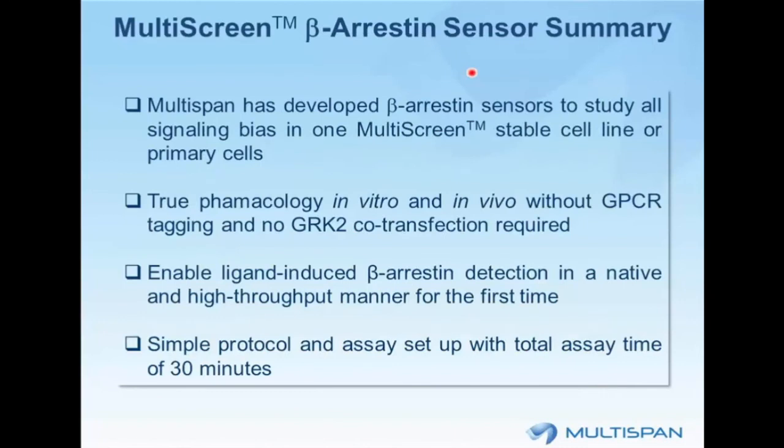So summary, basically, we have developed beta-arrestin sensors to study all signaling bias in one multi-screen stable cell line or in primary cells. It's a true pharmacology in vitro and in vivo without GPCR tagging. No GRK-TOE transfection is necessary. It enables ligand-induced beta-arrestin detection in a native and high-throughput manner. Simple protocol and assay setup with a total assay time of 30 minutes. We found actually that we can transfer this assay from person to person in the lab without any kind of issues. It's a simple transfer. The assay is really easy to run.